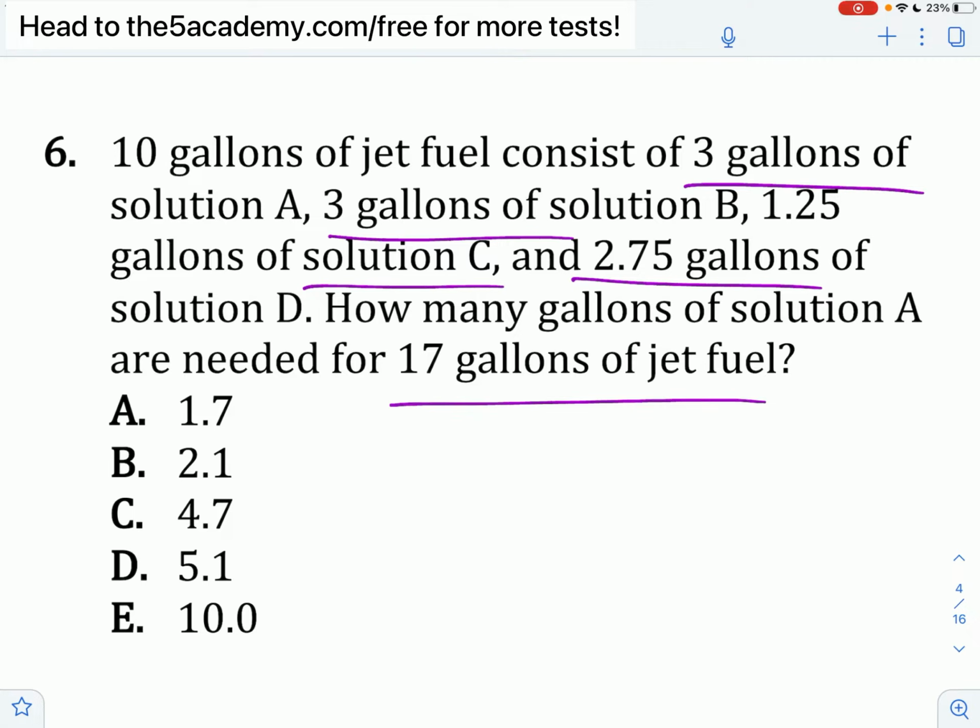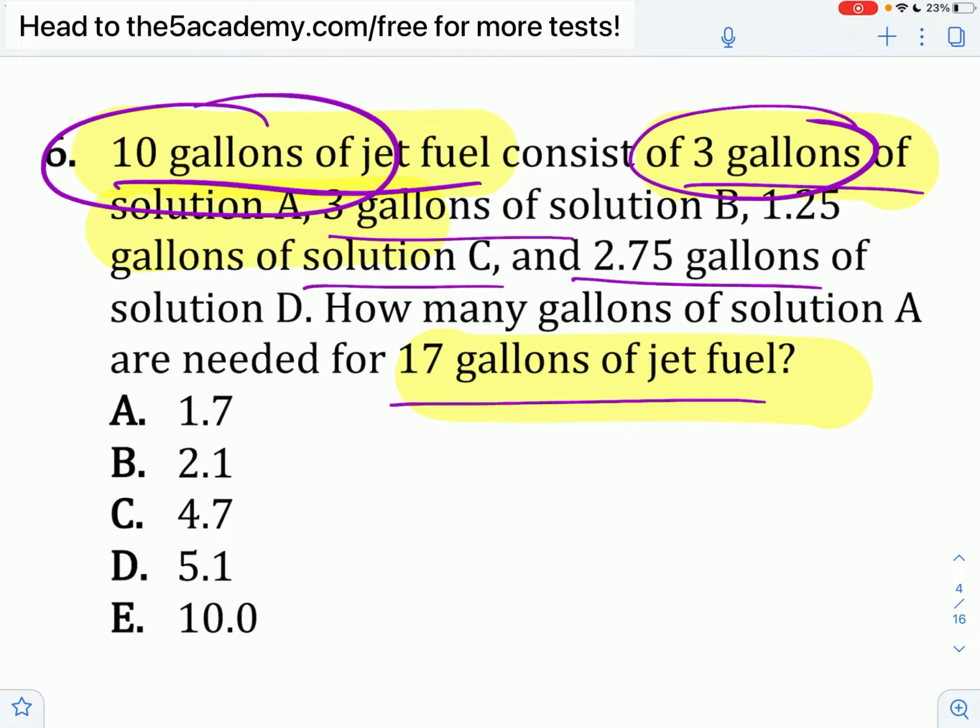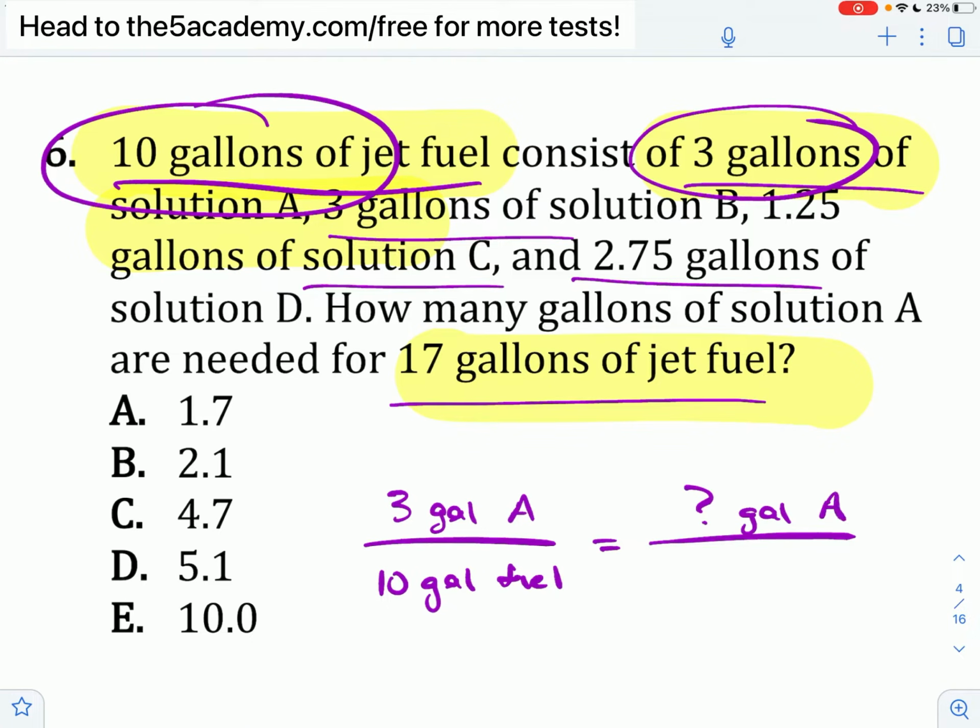Okay, so we're focused on 17 gallons of jet fuel, 10 gallons of jet fuel, and 3 gallons of solution A. Why did I focus on these two? It's because this ratio has to be true. For every 10 gallons of jet fuel, there is 3 gallons of A. Now, if I set this equal to some unknown number of gallons of A, and I know I have 17 gallons of fuel, I can calculate this unknown.